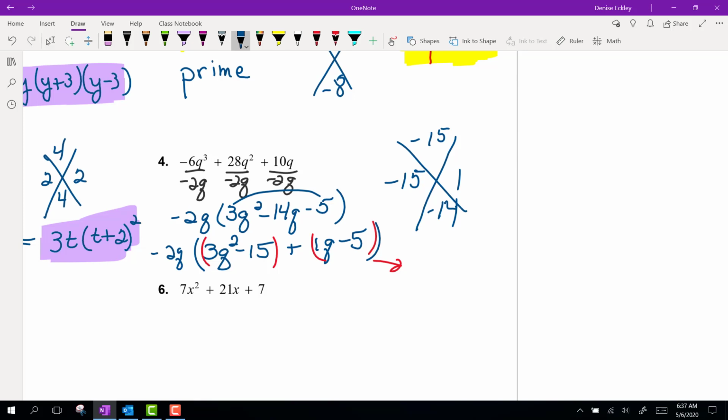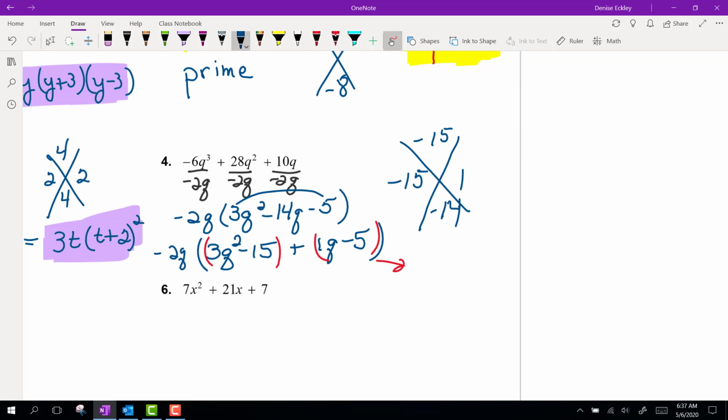Going to factor out. So I still have my negative 2q. And now in front of the first one, I'm going to factor out a 3. Oops, I forgot my q here. 3q. So I'm left with q minus 5. And the second one, the only thing I can factor out is a 1, because I already have in the second parenthesis q minus 5.